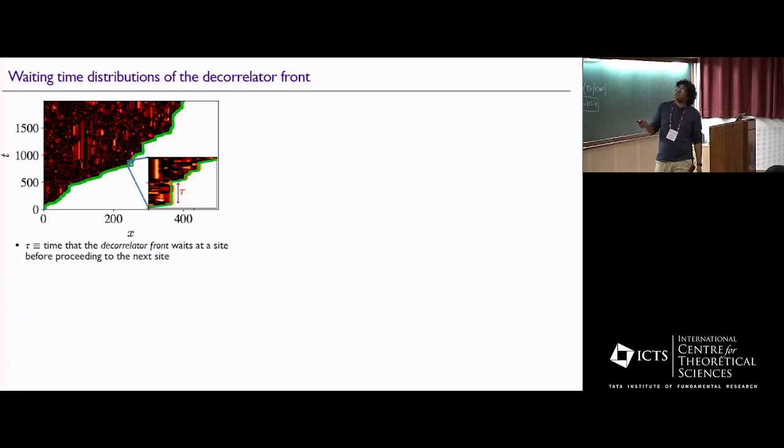What actually happens is, because of the constraints, the front of this decorrelator is not free to propagate in space. Every time it comes to a particular site, it may or may not have to wait for a certain amount of time before it can move further right or further left. If you zoom into a particular realization of this decorrelator, you find that it's composed of these vertical segments and these 45-degree lines. The vertical segments are basically the times that it's waiting. From this, you can numerically obtain an ensemble of these waiting times.